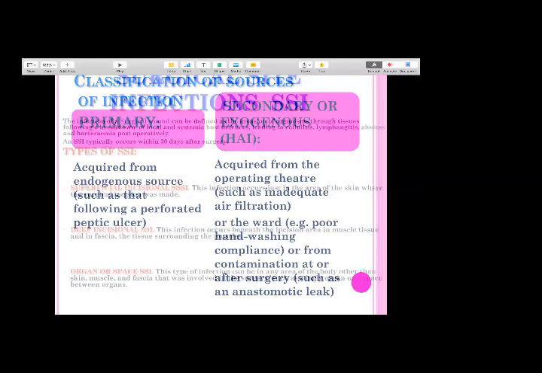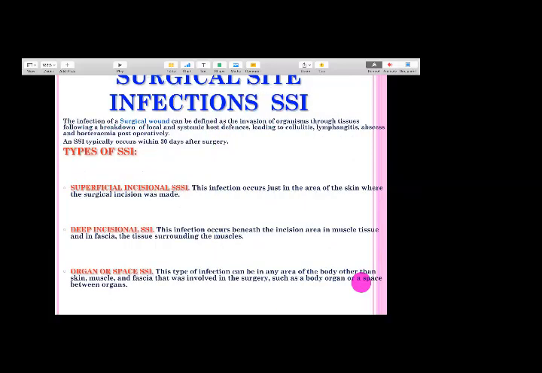Surgical site infections, or SSIs: the infection of the surgical wound can be defined as invasion of organisms through tissues, followed by breakdown of local and systemic host defense. Locally, there's a break in the skin promoting access of the infecting organisms. Host defense refers to malnutrition or comorbidities such as diabetes, leading to cellulitis, abscess formation or even bacteremia postoperatively. Surgical site infection typically occurs within 30 days after surgery, so that is the period in which surgical site infections can occur.